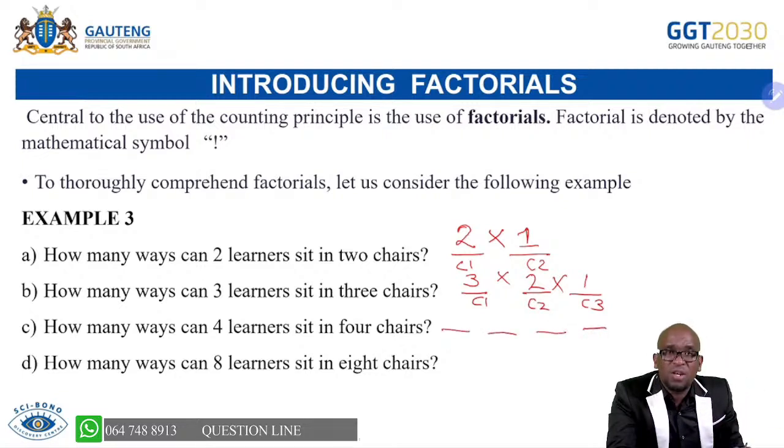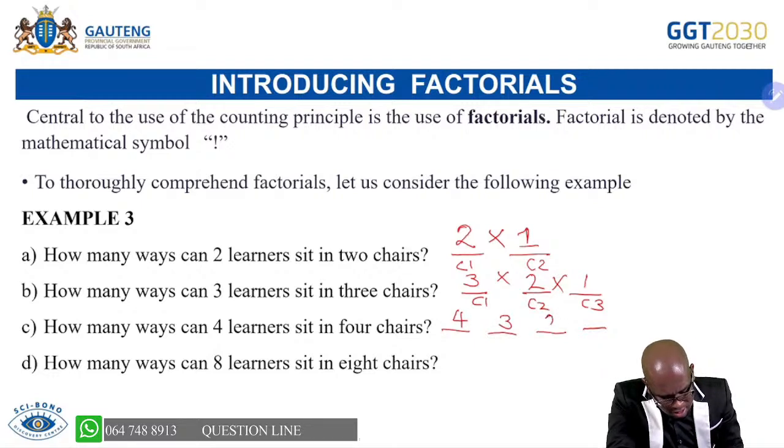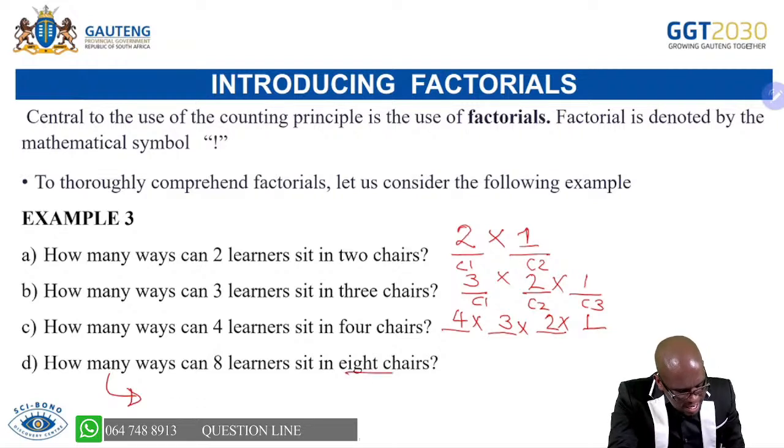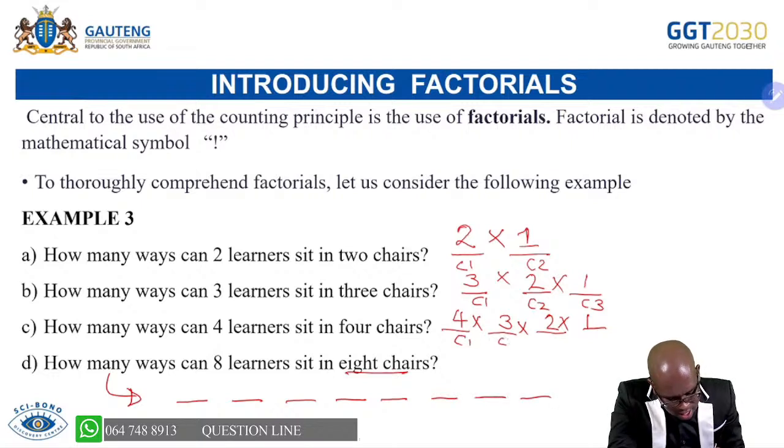1, 2, 3, 4. For chair 1, we have 4 options. Chair 2, 3 options. Chair 3, 2 options. Chair 4, 1 option. So if we multiply those, we get 4 times 3 times 2 times 1. What about if it's 8 learners and 8 chairs? 1, 2, 3, 4, 5, 6, 7, 8. Just like here, chair 1, chair 2, chair 3, and chair 4.